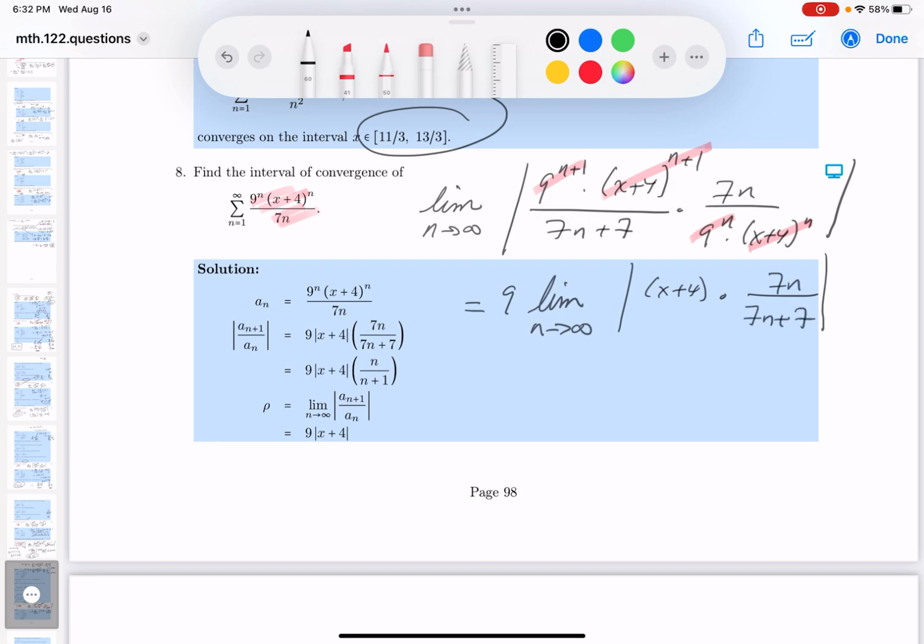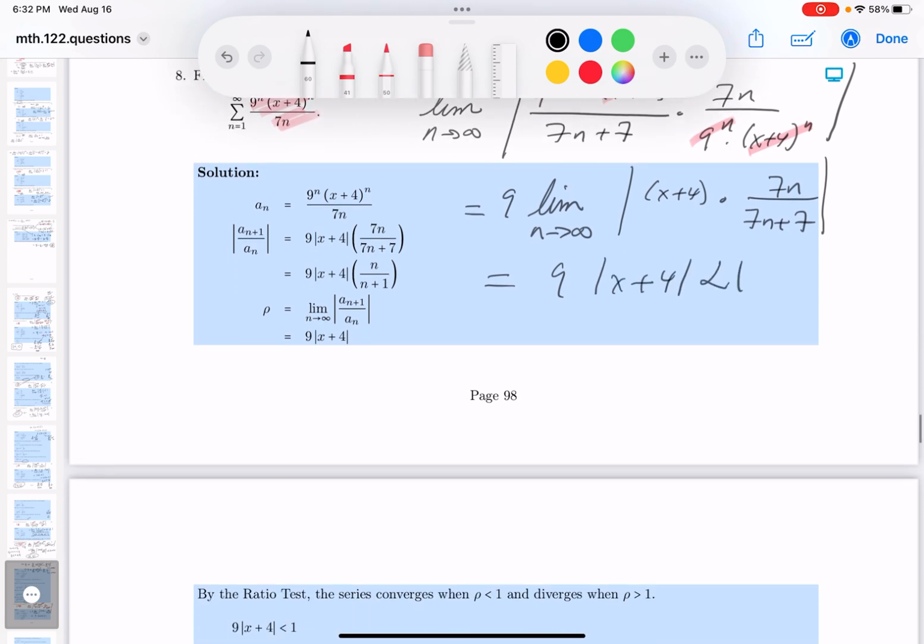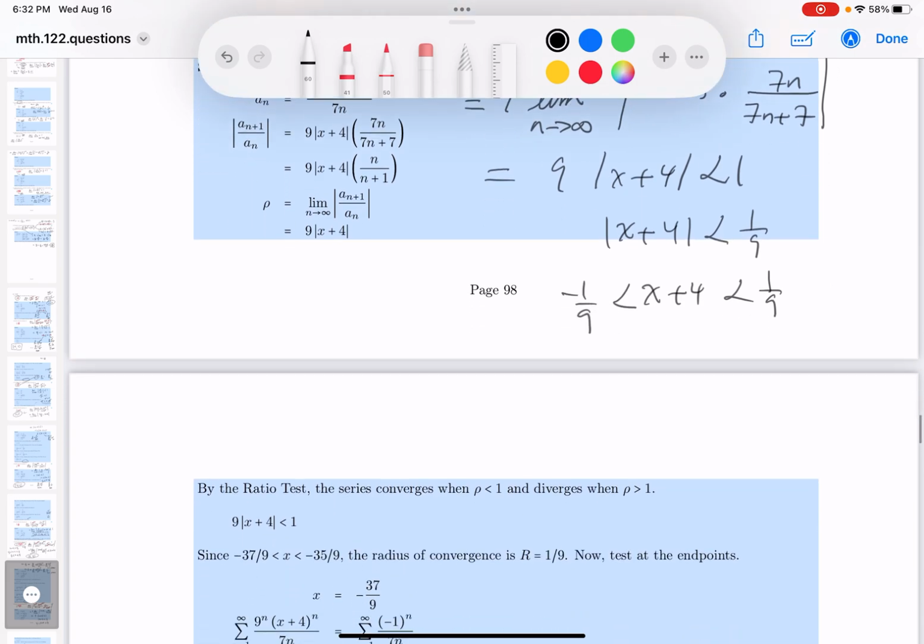That limit's relatively easy to do. If you want to divide by n, you can. You get 7 over 7, which would be 1. So you get something pretty simple: 9 times the absolute value of x plus 4, and that should be less than 1. Let's write that down. The absolute value of x plus 4 is less than 1/9, which means x plus 4 is between minus 1/9 and 1/9.